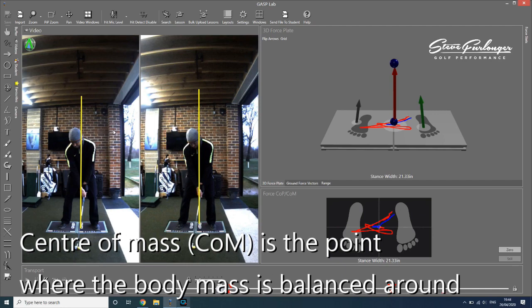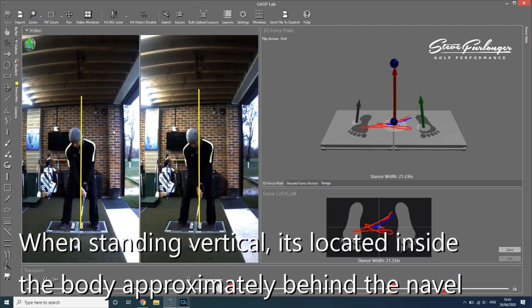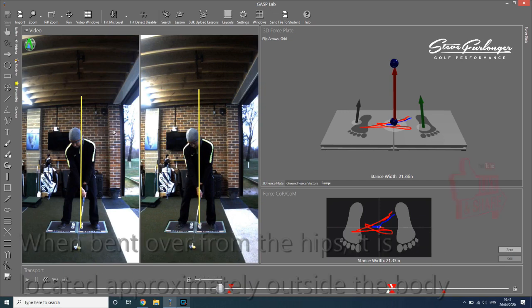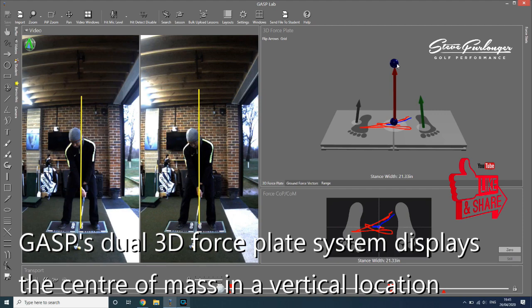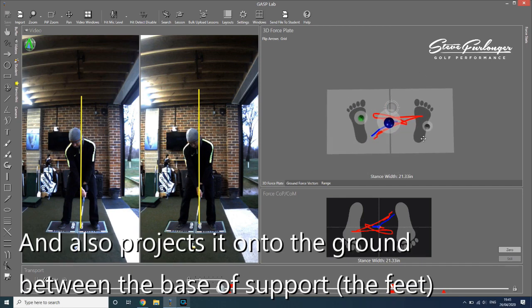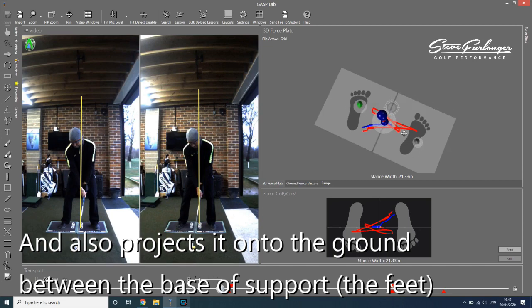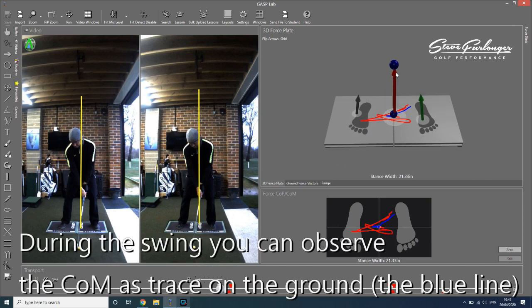So firstly, center of mass is the point where the body mass is balanced around. When standing upright or vertical, generally found inside of the body around where the belly button is. When tipped forwards from the hips, found slightly out in front of the body. GASP system shows the center of mass in its vertical location as this upper blue dot, and then projects that down to the ground between the feet, and then shows its motion as a trace line.